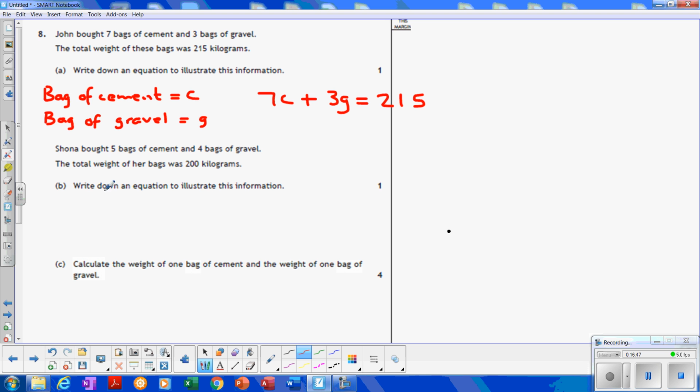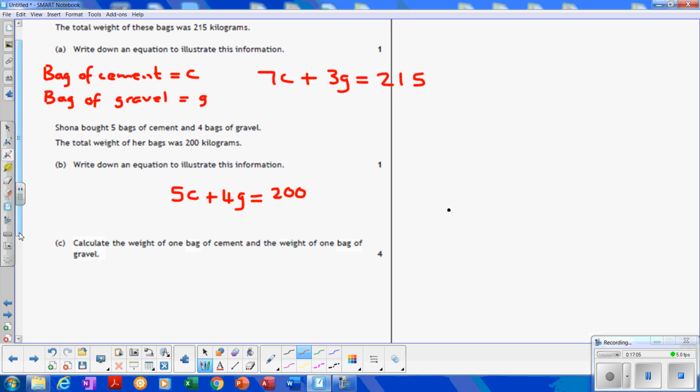Now, for this one, you've got Shona bought 5 bags of cement and 4 bags of gravel, total weight was 200. Write down an equation to illustrate this information. So we have 5C plus 4G, and this is equal to 200. Now the next part says calculate the weight of 1 bag of cement and 1 bag of gravel. So it's your typical simultaneous equations.